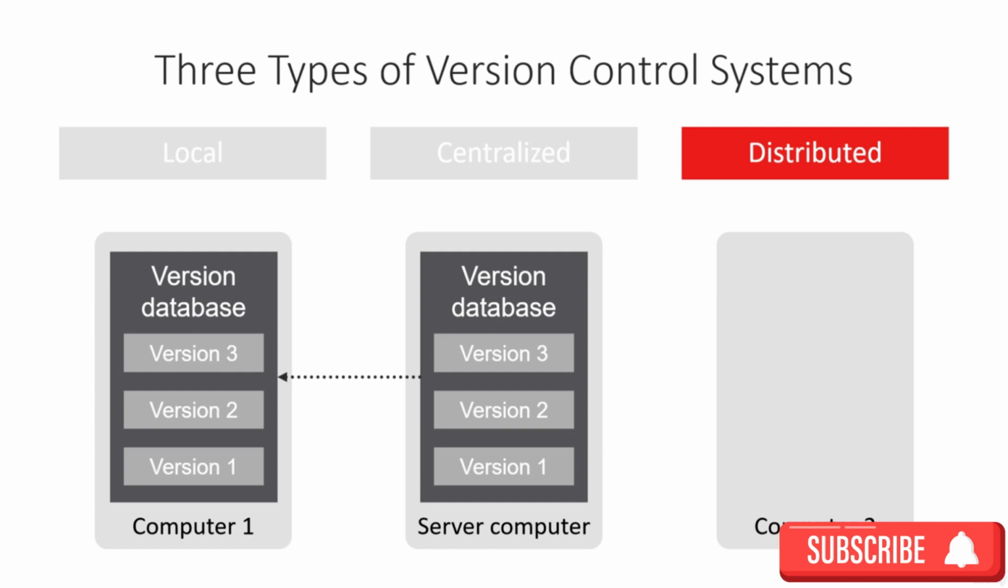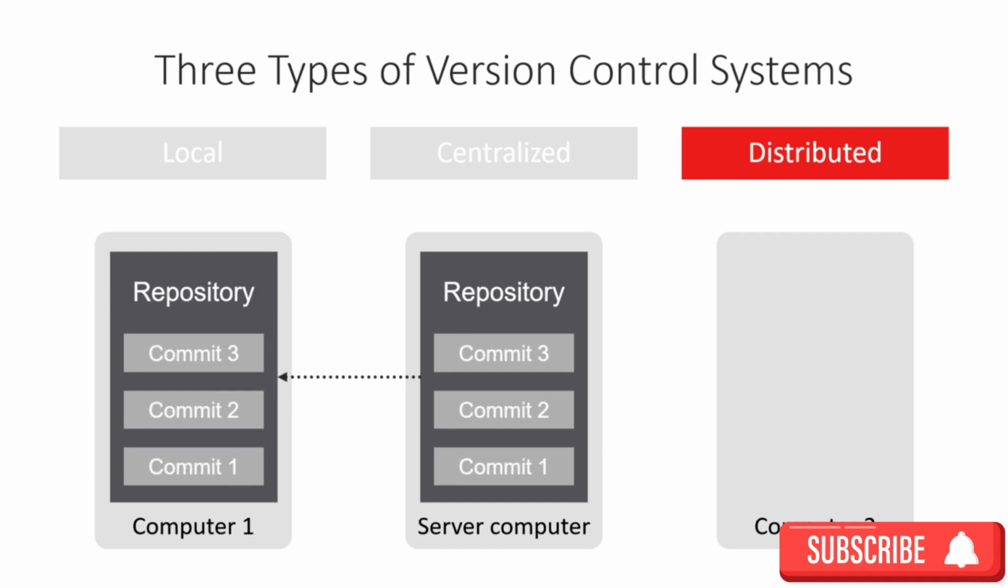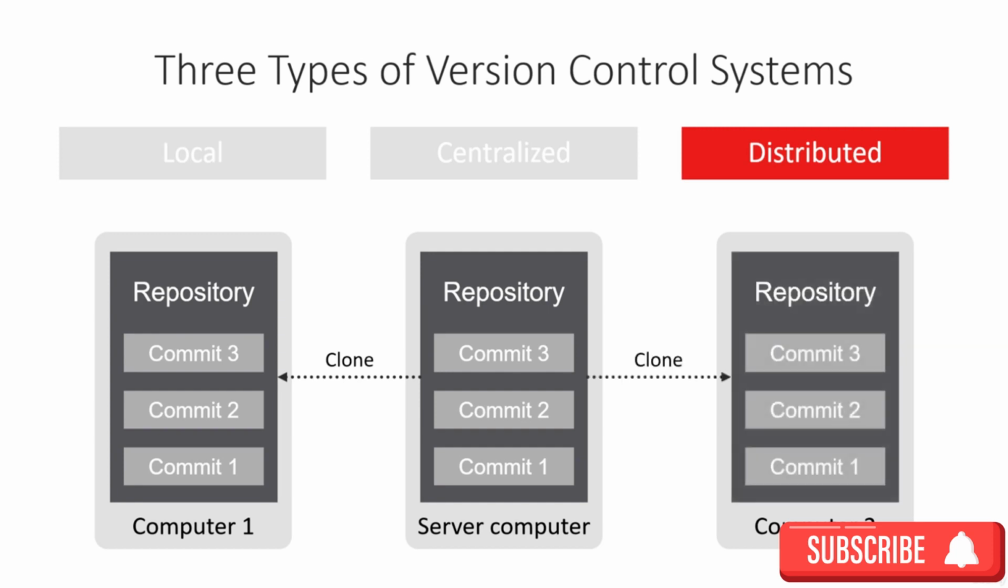Now, as I mentioned already at the beginning of this clip, Git is a distributed version control system. In Git, the version database is called a repository. The different versions are identified by commits. A commit means that you saved a change of your source code. When you copy the repository from the server to your computer, it means in Git terms that you clone the repository to your machine. Now, the user on computer 2 can also clone the repository from the server computer to their machine.